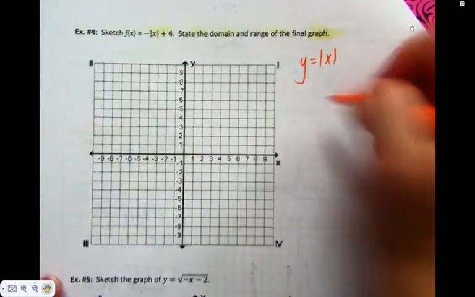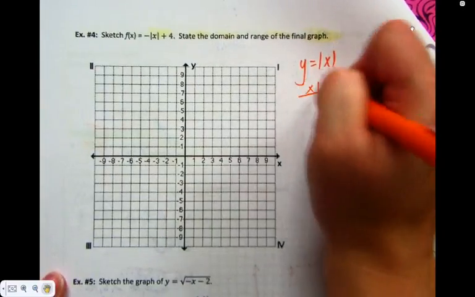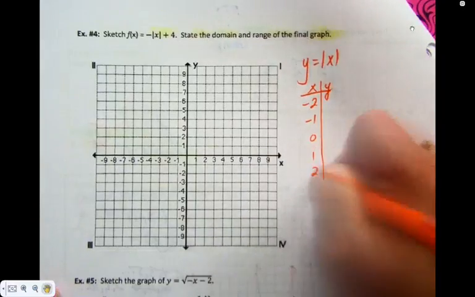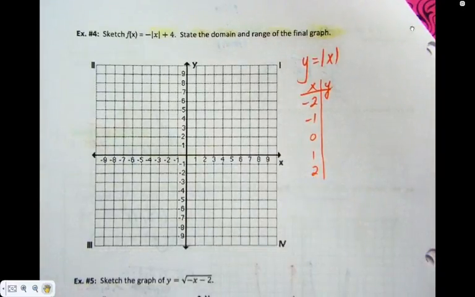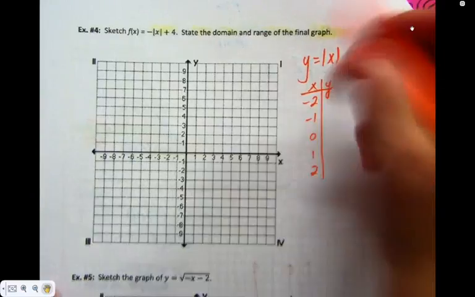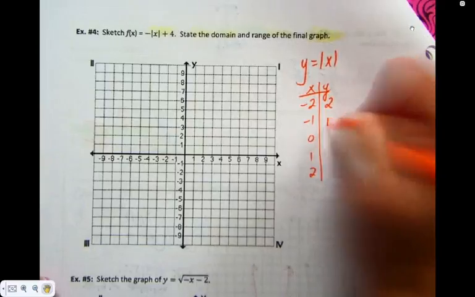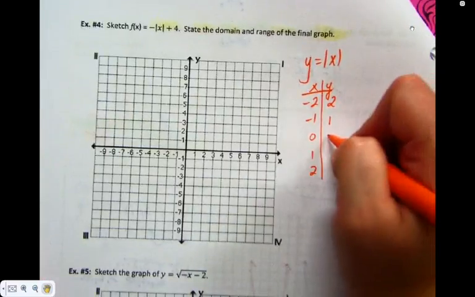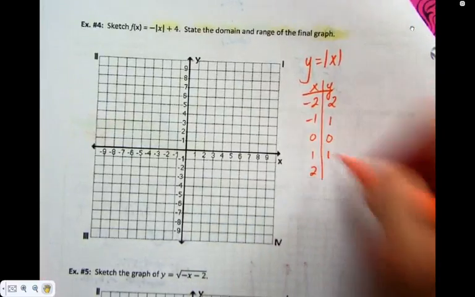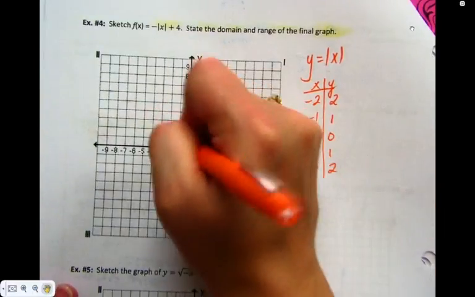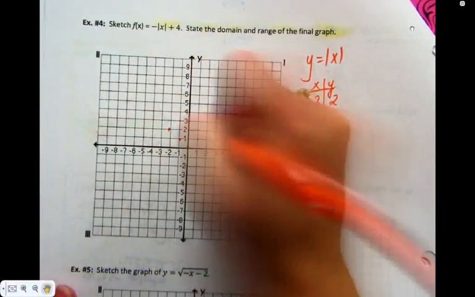If you've forgotten what it looks like, always go back to table of values. If you remember what it looks like, don't bother doing table of values. Absolute value of -2. Absolute value of -1. Absolute value of 0. Absolute value of 1. Absolute value of 2. Who remembers what the shape looks like? It's the V. Okay, so (-2, 2), (-1, 1), (0, 0), (1, 1), (2, 2).